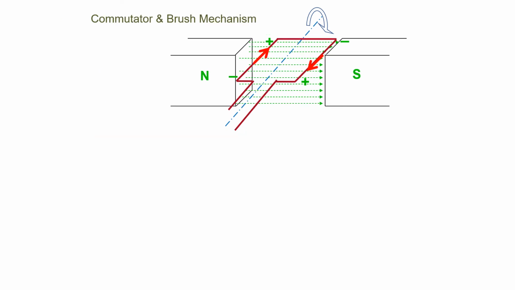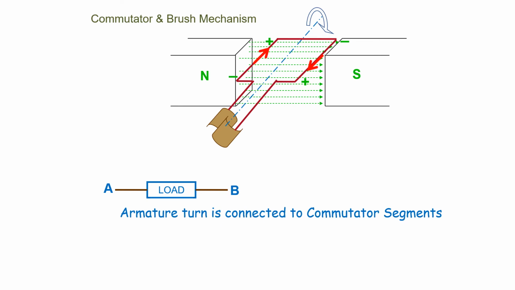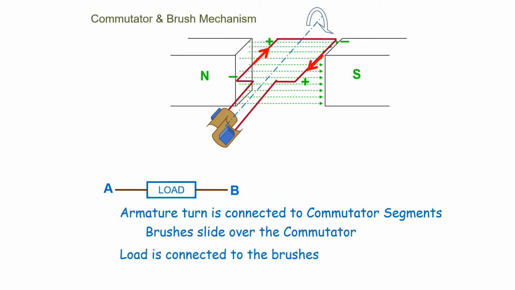We will understand the commutator and brush mechanism to connect the stationary load to the rotating armature. Two commutator segments are shown connected to the armature. Two brushes slide on the segments. The load is connected to the brushes. The polarity of the brushes is shown in the figure. Now from the positive brush, the current comes and flows through the load.